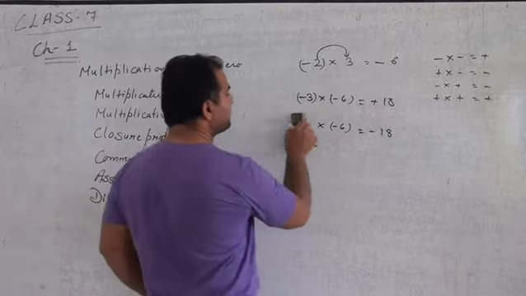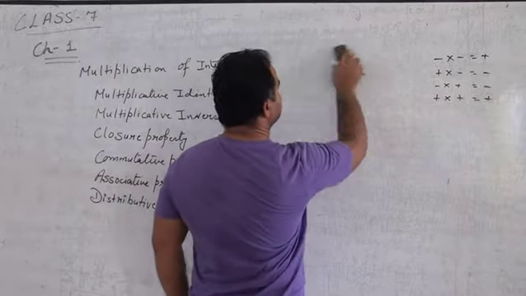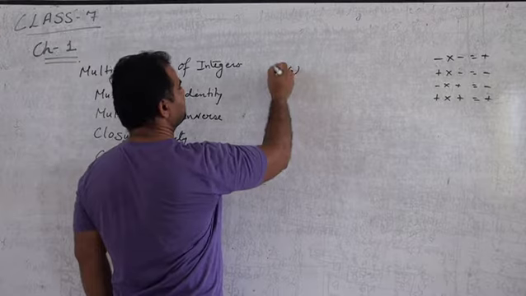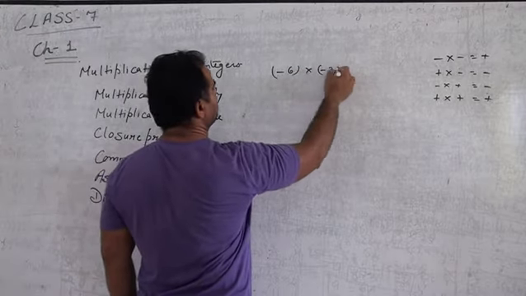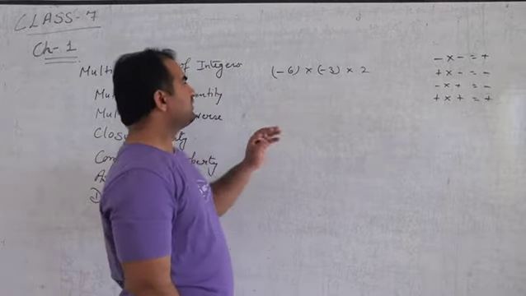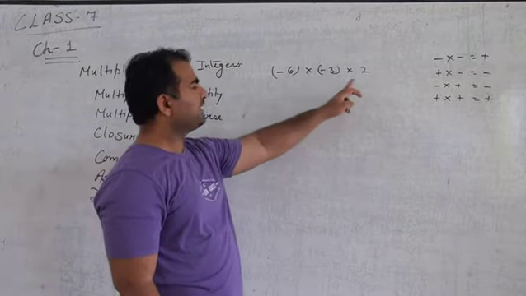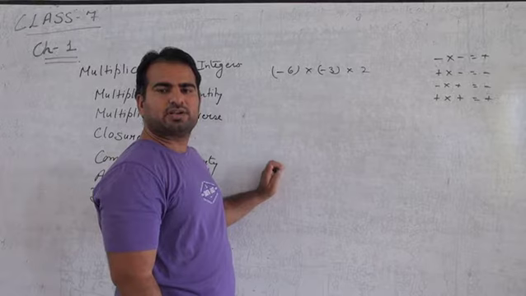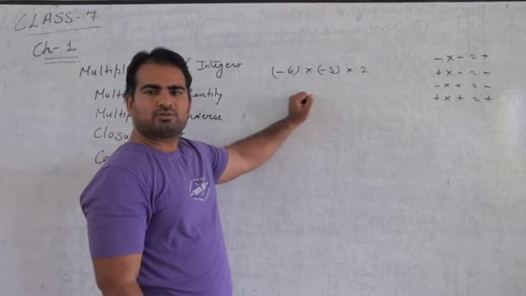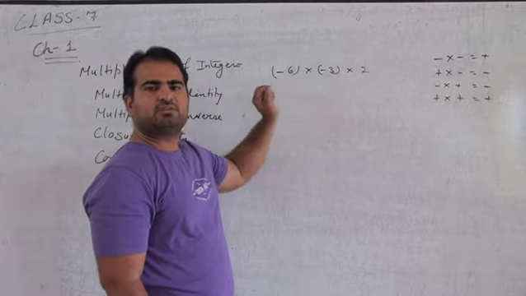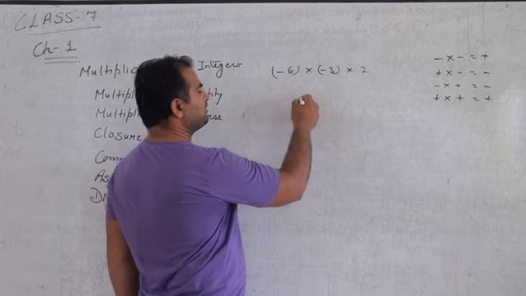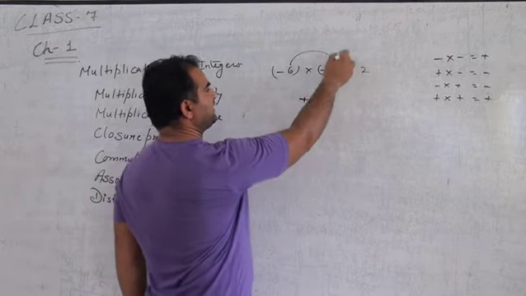Now what if we have more than two integers? Like we are given minus 6 into minus 3 into 2. First of all, we have to count the number of negative signs. How many negative signs are there? 2. Is it odd or even? It is an even number of signs. So if we have an even number of negative signs, the answer will be positive. 6 times 3 is 18, and 18 times 2 is 36.